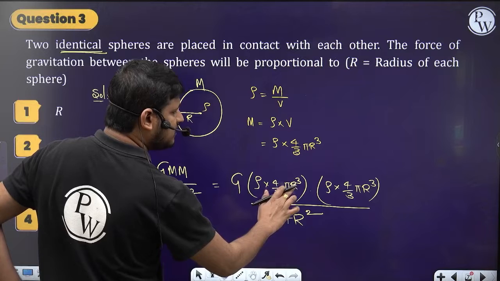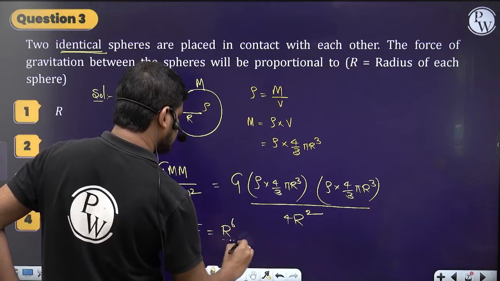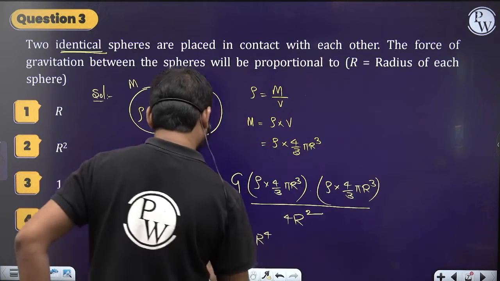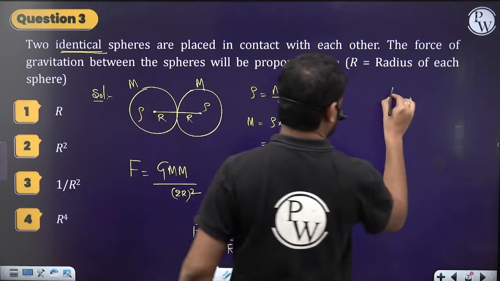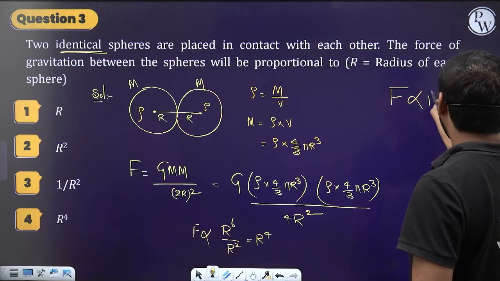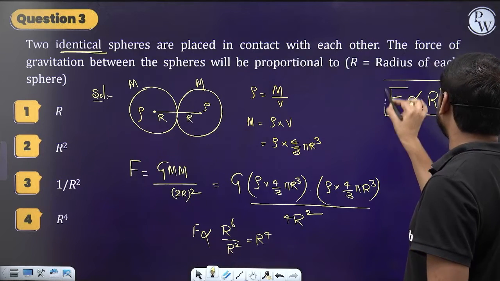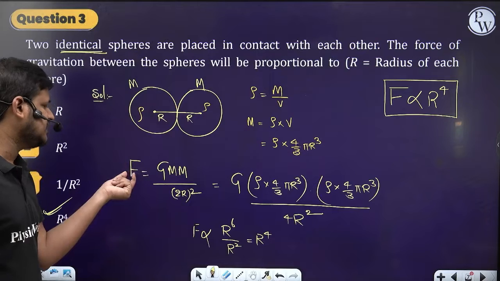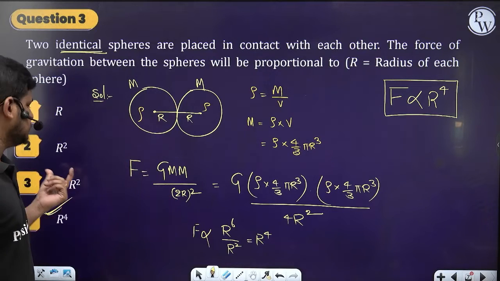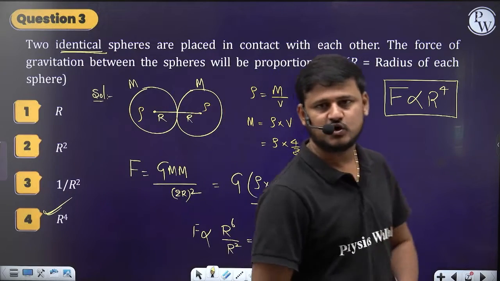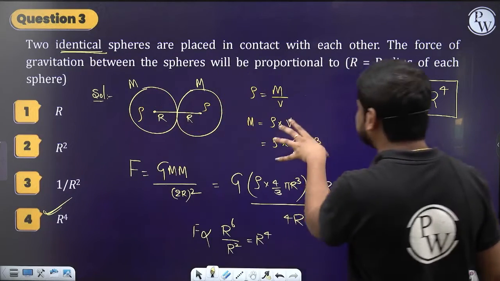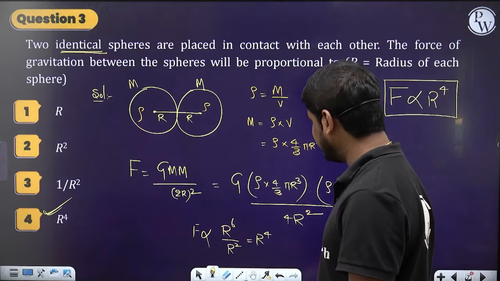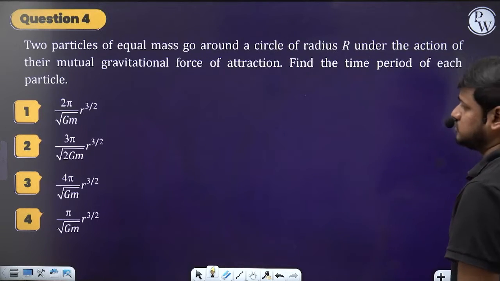See here, in the numerator r cube into r cube is r to the power 6, and in the denominator r square, so it is nothing but r to the power 4. So instead of equals to, you can put proportional: the force is directly proportional to r to the power 4. Option 4 is the correct one. Most of the students commit the mistake here itself, writing F is inversely proportional to r square and choosing option C. No. You have to represent that mass in terms of density and volume, so that you get the r values in the numerator as well. Done? Clear? Chalo.